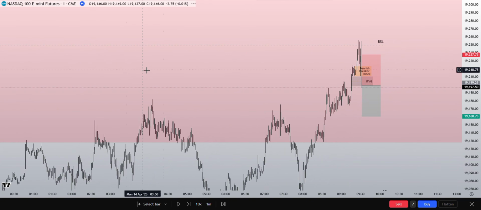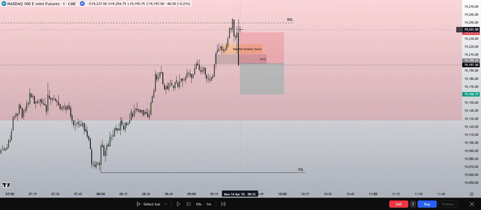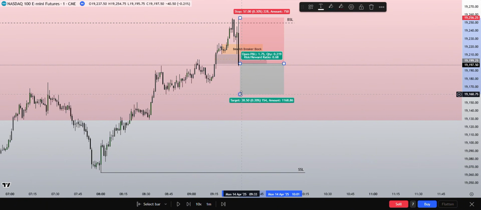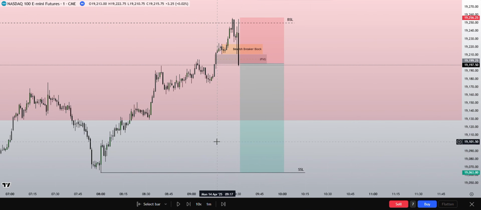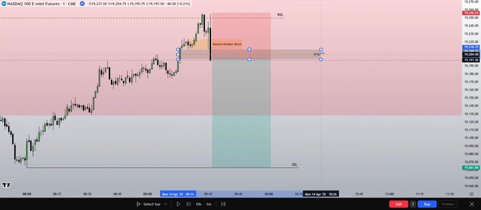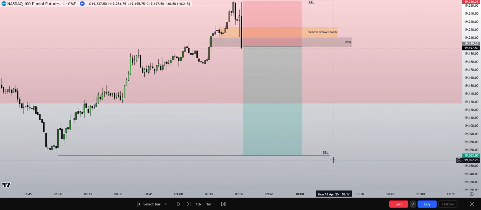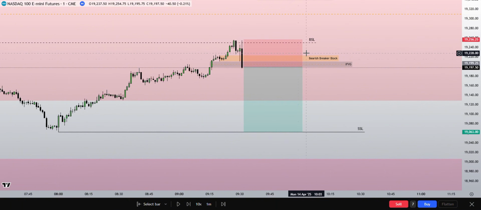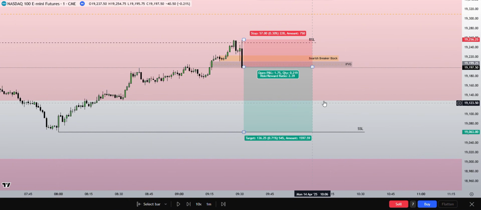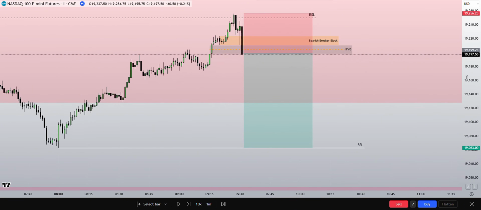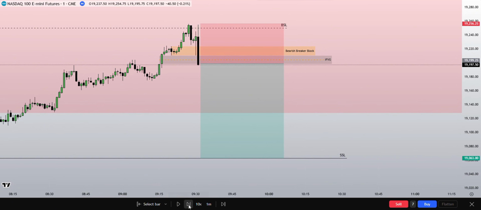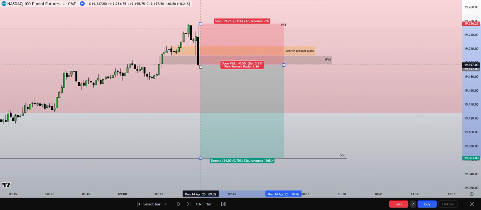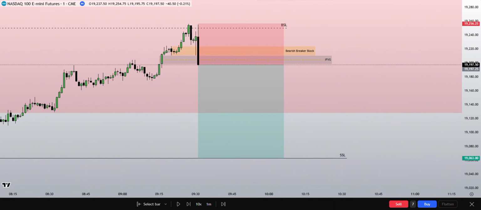Price swept this high. There really isn't much of a willingness to head higher, so I would likely lean towards lower prices. Target that sell side liquidity here for the AM session, looking to see if we get something like that. So we'll see what price does here from this point. I'm entered right here, and we'll see what price does.